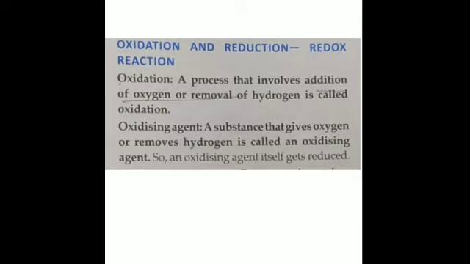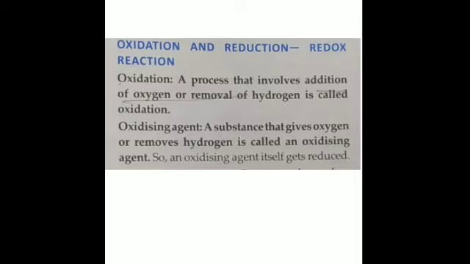So what is oxidation? By the name itself you can see the term, this will be simpler for you, derived from oxygen. That means a process which involves the addition of oxygen. That means oxygen will be added to that particular element, or the compound will undergo a change and there will be an addition of oxygen in the reaction, or there will be a removal of hydrogen. So a process that involves addition of oxygen or removal of hydrogen is called oxidation.